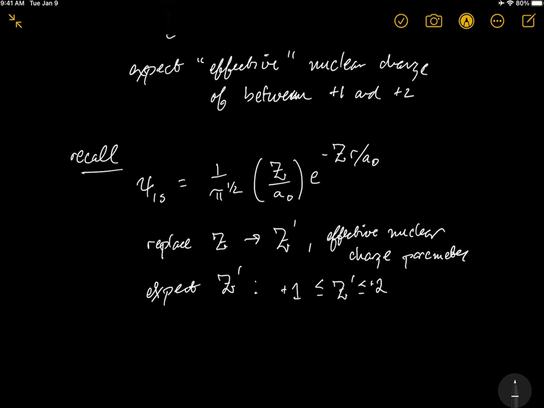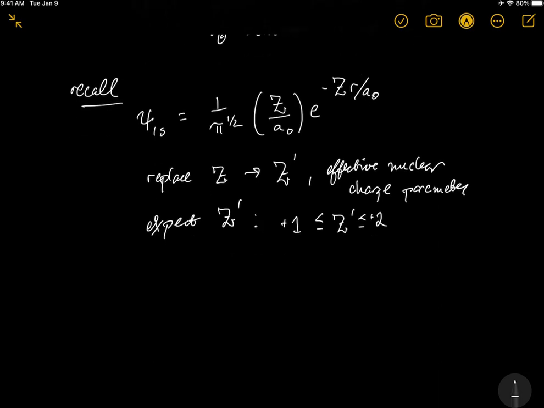So, one thing that's really nice about this wave function, it's normalized. Even when we vary Z, if we replace Z with Z prime, we still end up with a normalized wave function because it has this normalization constant out front that has a Z over a naught in it.